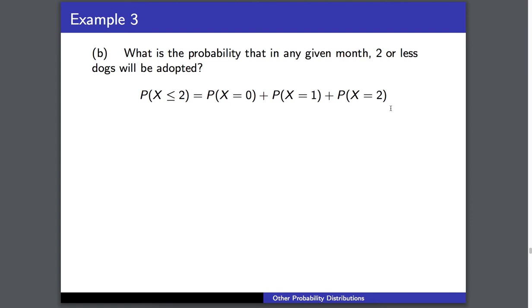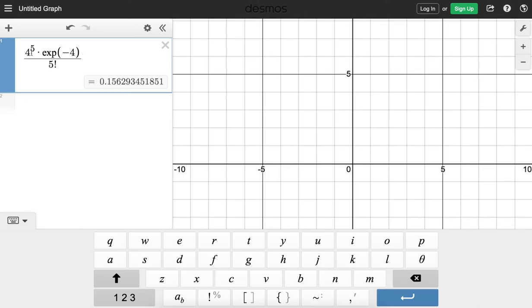So to find the total probability, we can just add the 3 and not have to worry about subtracting out any of the ands. So you get about 0.2381, which is what we would get if we did 4 to the 0 over 0 factorial, 4 to the 1st over 1 factorial, and 4 to the 2nd over 2 factorial.